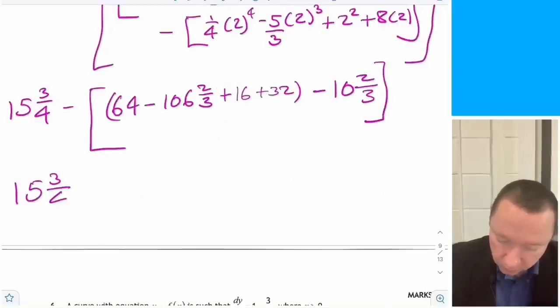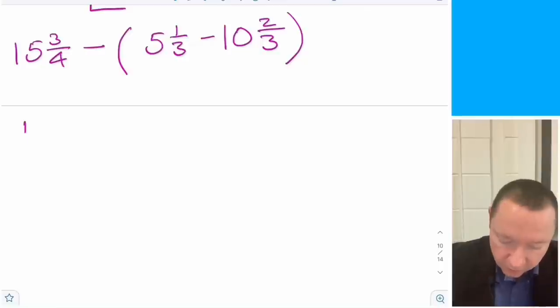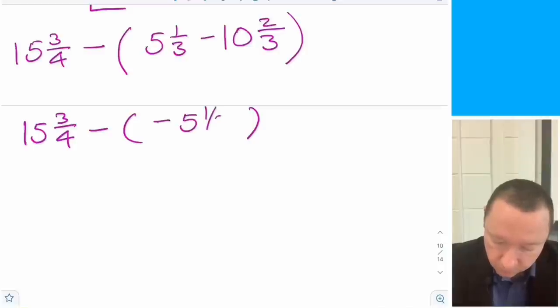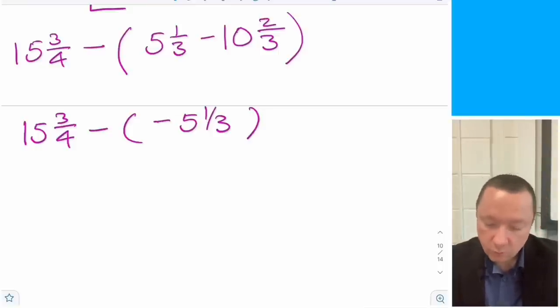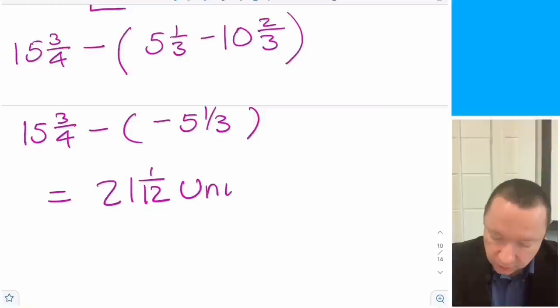Fifteen and three quarters minus first part of the bracket gives you 5 1/3 minus 10 2/3. So that means our area is 15 3/4 minus the answer to this, minus 5 1/3. Minus, minus, so it's adding them together. So 15 and 3 quarters plus 5 and a third gives us a final answer of 21 and 1/12 units squared.